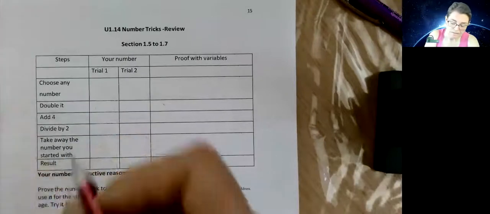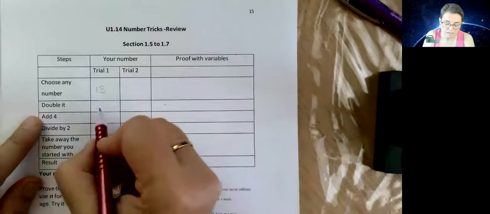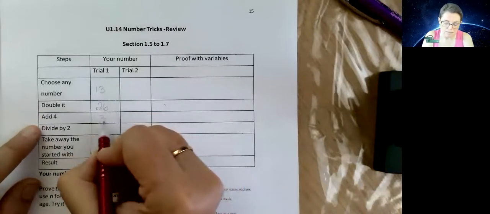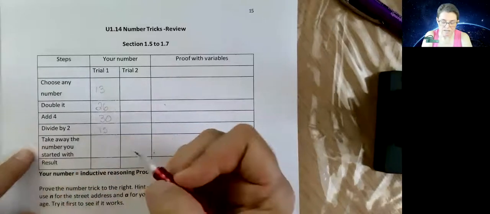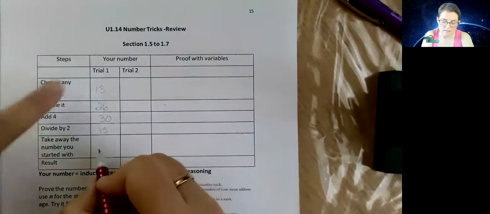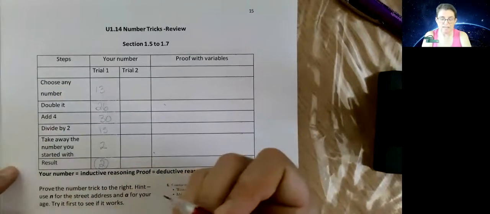Okay, trust you did. So 13. If we double 13, we get 26. We add 4, that's going to give me 30. Divide that by 2 is 15. 15 minus the 13 I started with is 2, which gives me a result of 2 as my final answer.